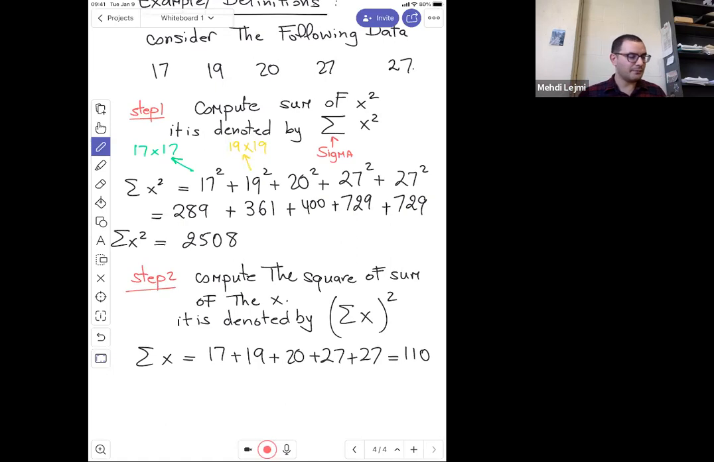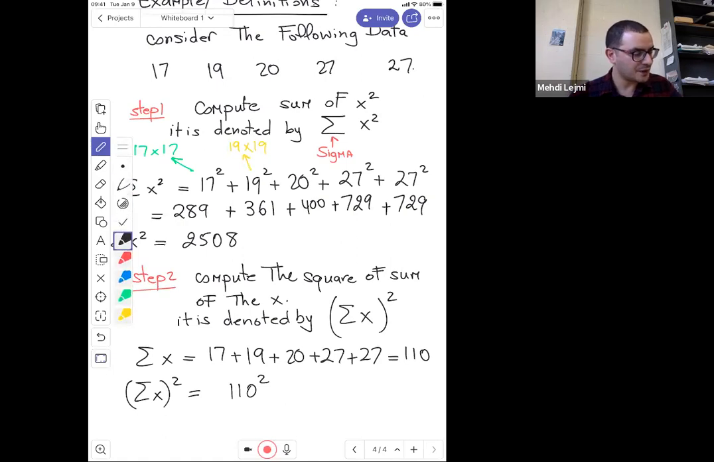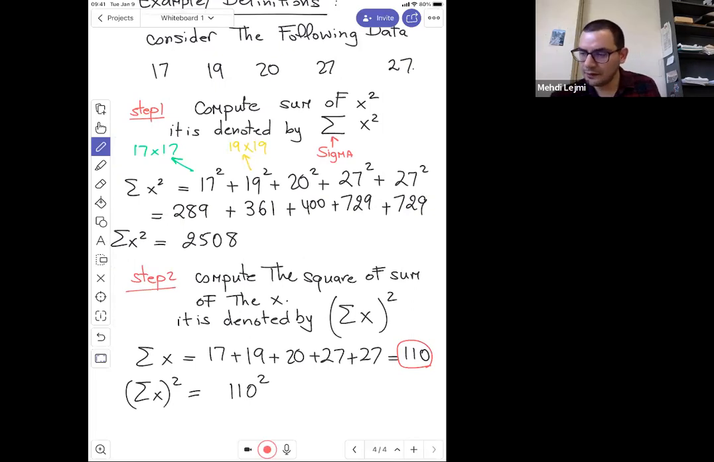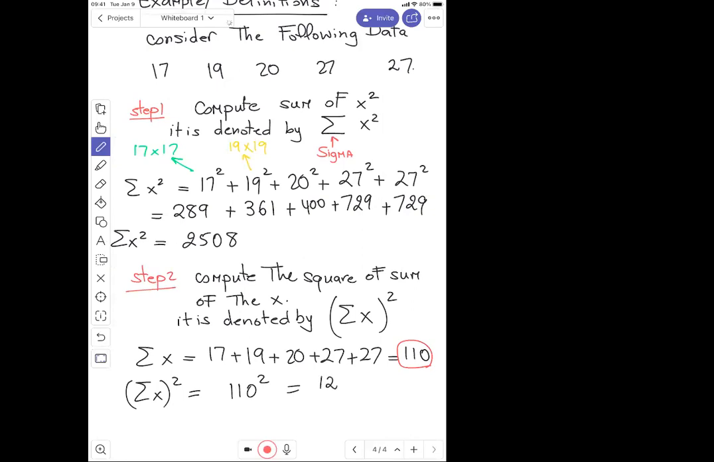So we're going to just take the sum of the data values, but then you need to take the square of this sum. So we're going to take the square of this 110. So 110 squared. Okay, the answer of the sum is 110, right? And then you take its square. So 110 squared will be equal to 12,100.